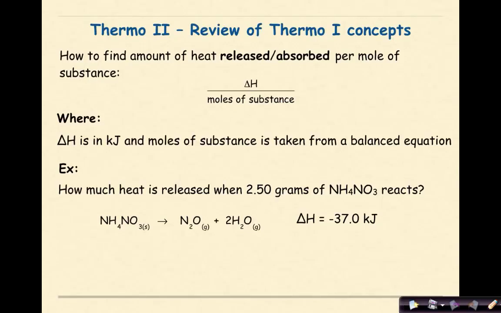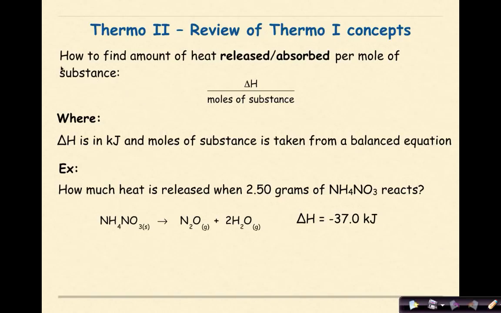Thermo 2, Review of Thermo 1 Concepts. The basic idea of this review is to go over some of the thermochemistry concepts that we learned previously in the year and remind you of what you need to know. This will help you immensely as we go on and look at the second half of thermochemistry.